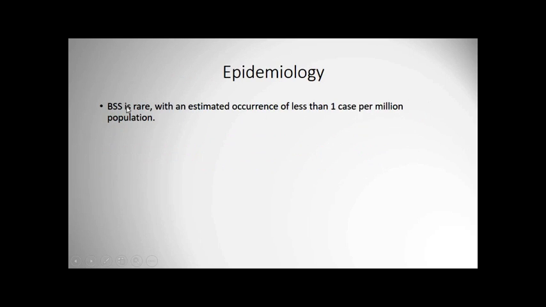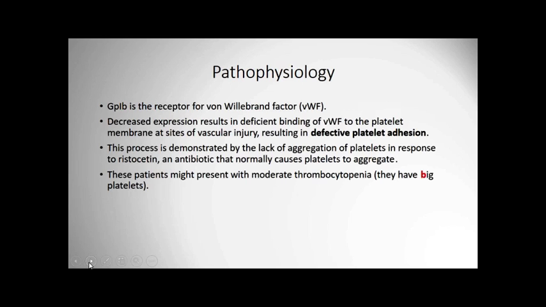It's very rare, 1 case per million or less, and more common in boards. So we have to study this. So remember, this is the receptor for von Willebrand factor. If there is a decreased expression, any mutation in this factor, there will be a deficient binding of von Willebrand factor to the platelet, resulting in defective adhesion of the platelets. This is very important to differentiate this from the next condition that we are going to study. This is a deficiency in adhesion. Okay, the green receptor to von Willebrand factor.